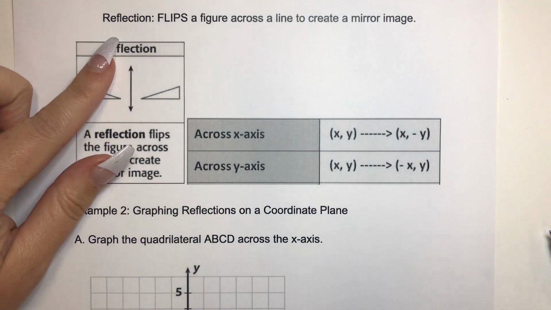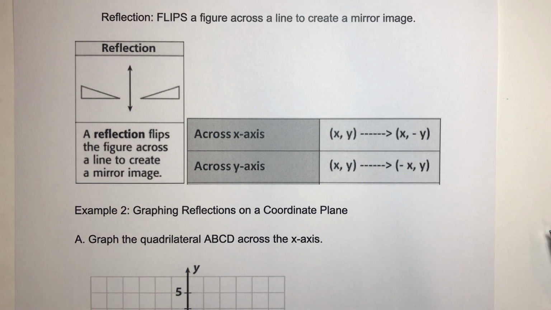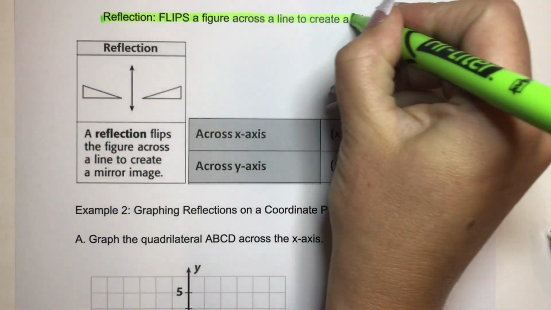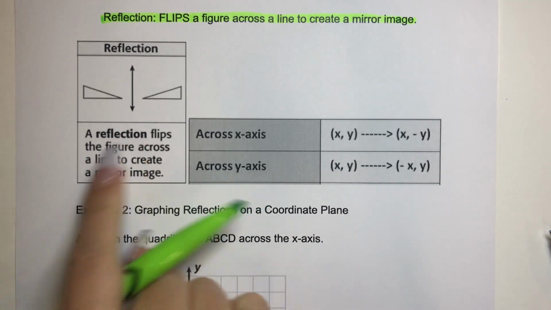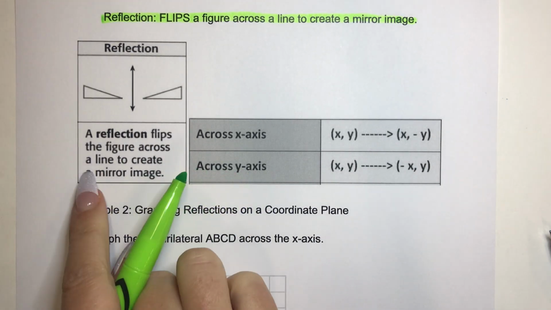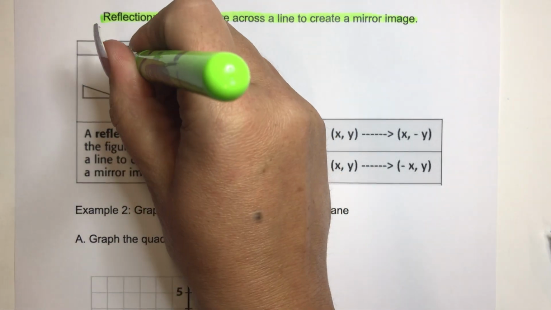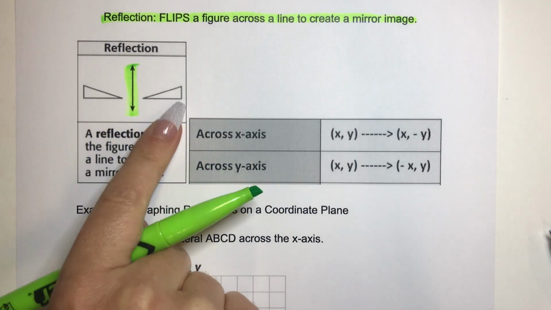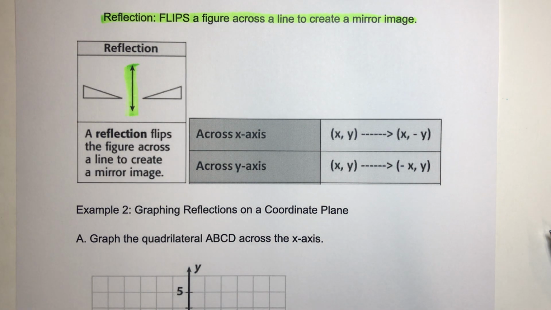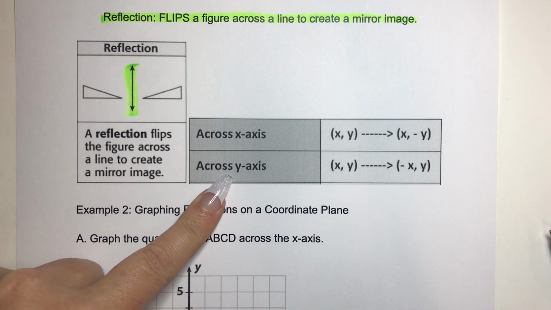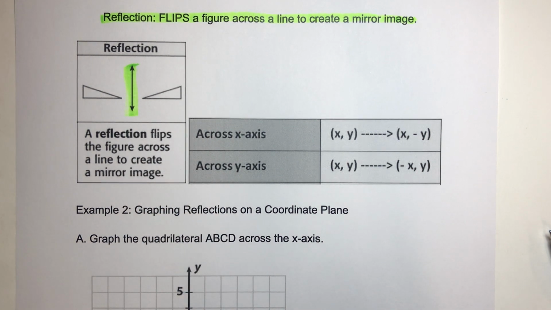All right, so a reflection flips a figure across a line to create a mirror image. This line is called the line of reflection. Depending on whether you flip it in the coordinate plane across the x-axis or across the y-axis, here is the rule.